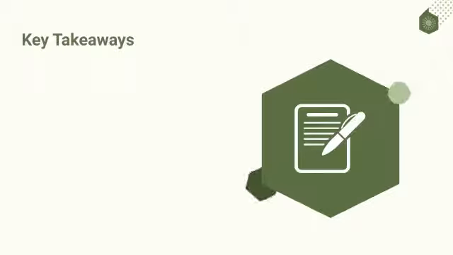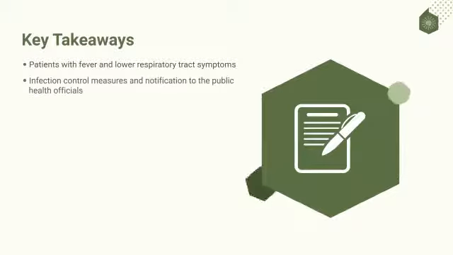Now that you have reached the end of this module, let's recap the important points. The prime suspects for COVID-19 include patients with fever and lower respiratory tract symptoms. Once suspected for COVID-19, infection control measures, along with notification to the public health officials, should be implemented.